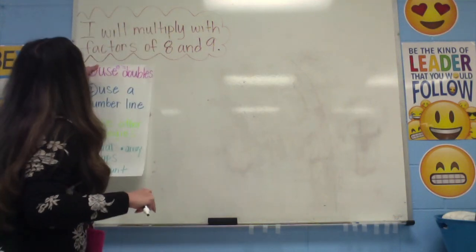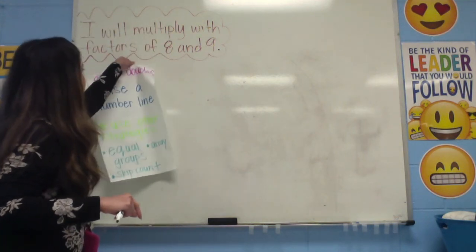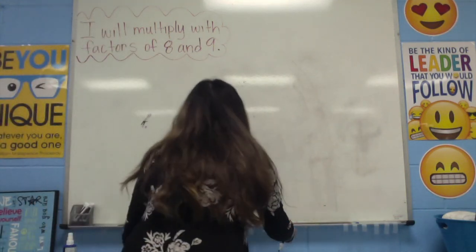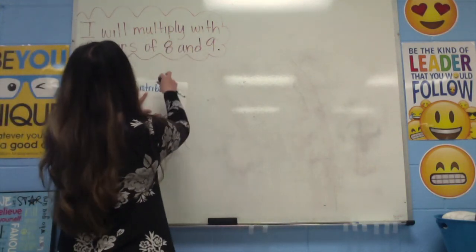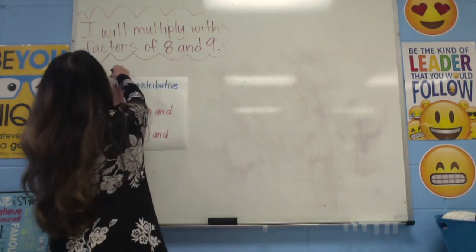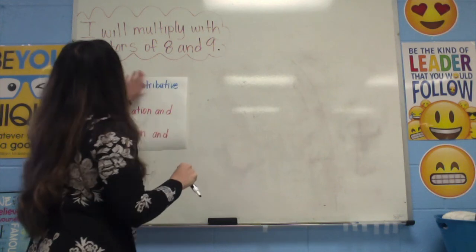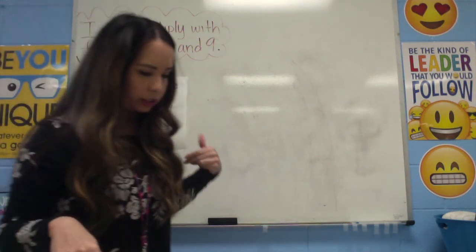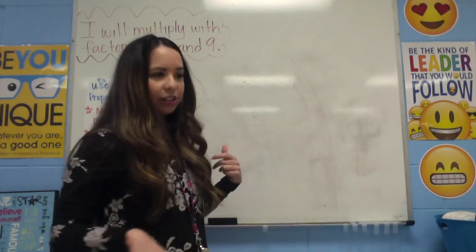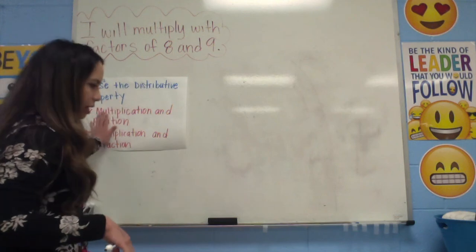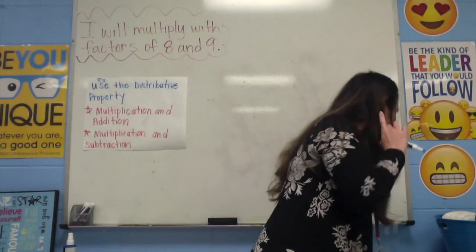Okay, all right, so those were some strategies when you multiply by 8. Now let me show you some strategies when we're multiplying by 9. All right, so I showed you strategies for multiplying factors of 8. Now let's work on factors of 9. All right, here we go.